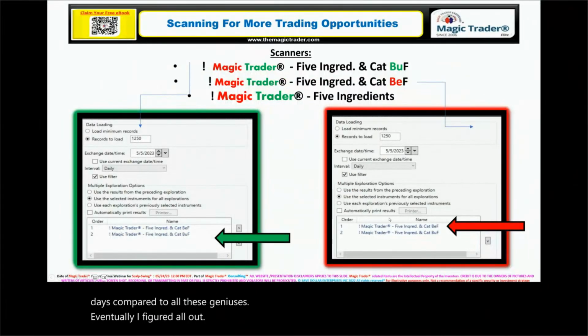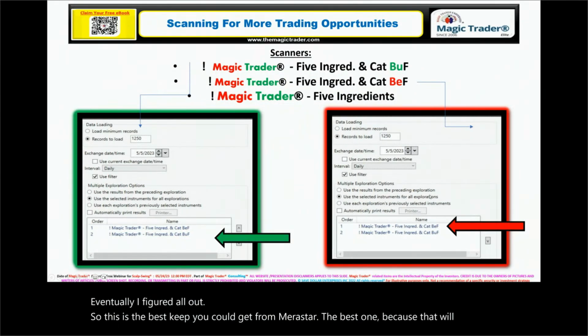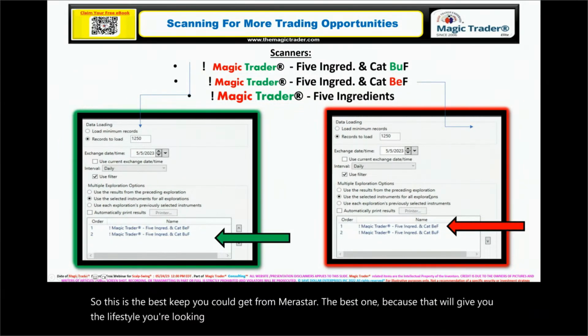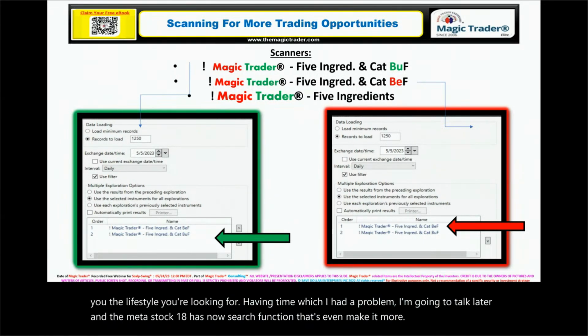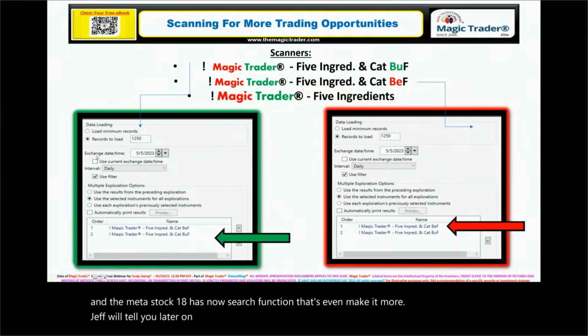So this is the best tip you could get from MetaStock, the best one, because that will give you the lifestyle you're looking for, having time, which I had a problem with. I'm going to talk about it later. And MetaStock 18 has a new search function. That makes it even better. Jeff will tell you later on. I love it because it saves me.